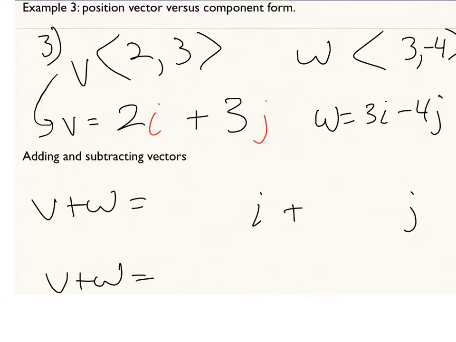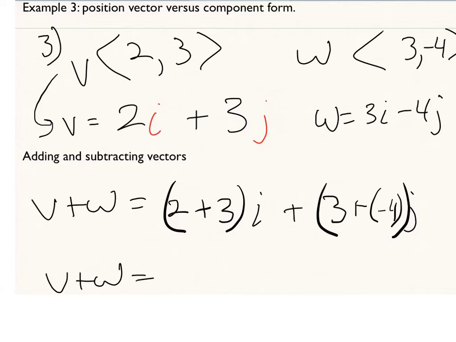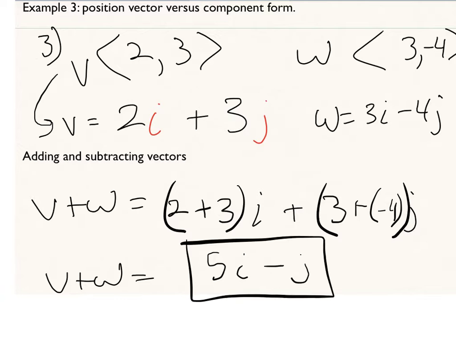Okay? Now when I want to go and add vectors, we tend to do it only from component vector form. So 2 plus 3i plus 3 plus a negative 4j, leaving you with 5i minus j. And now you have what v plus w equals. Okay?